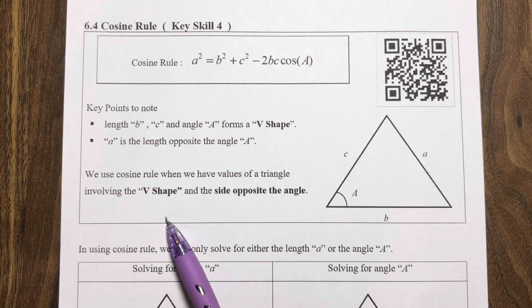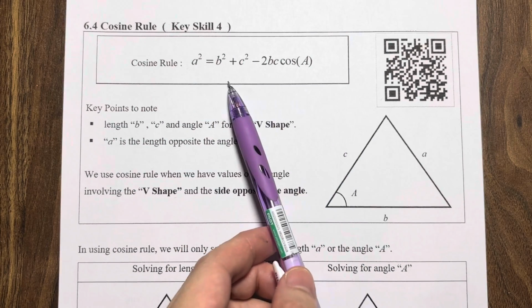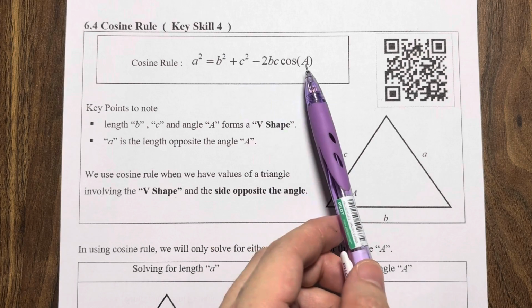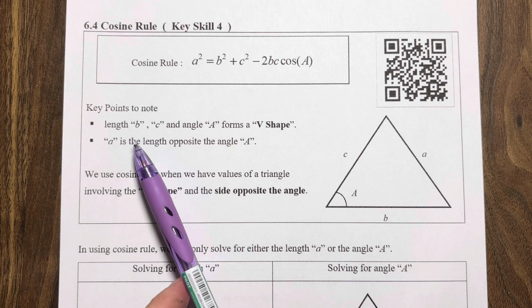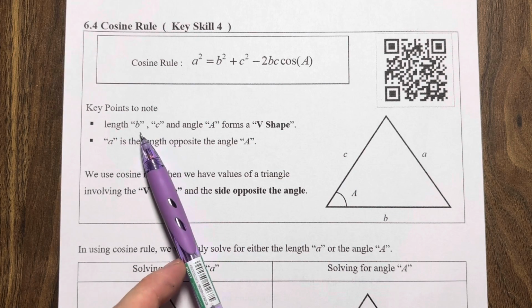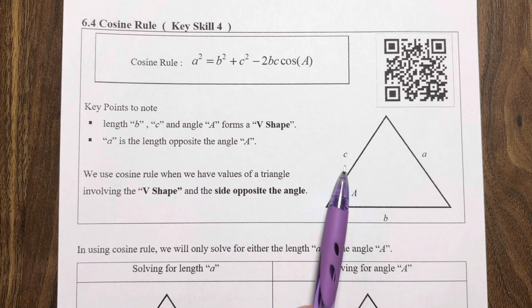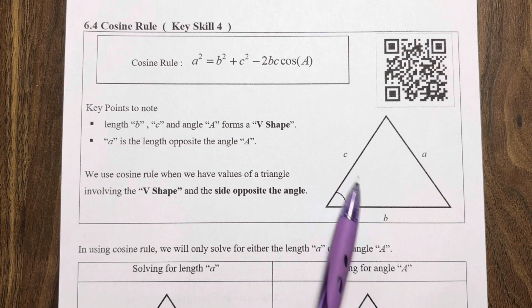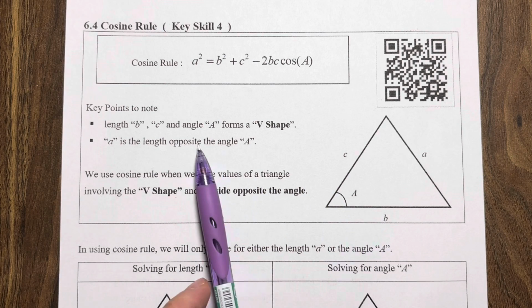The first thing you notice is there are so many letters here. My goodness, I've got the a, the b, the c, and the capital A. So there are actually 4 different letters or variables here. Let's look at b and c. These two are lengths of a triangle. You can see that in this case, b and c are 2 lengths of the triangle. And then I have the angle A.